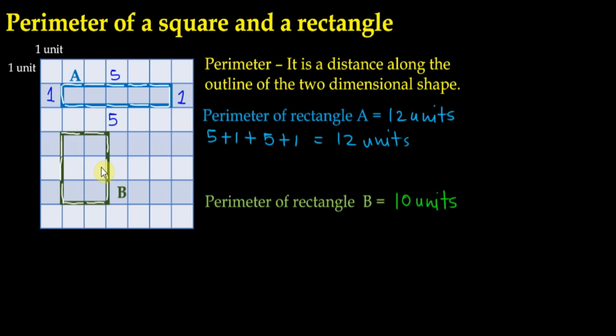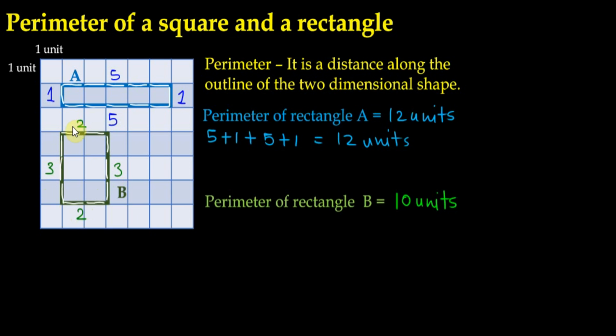But again, the opposite sides of rectangle B are also of same length. So the longest side is of 1, 2, 3 units. So this side is also 3 units because these are opposite to each other, so they are of same length. Similarly, the shortest side is of 1, 2 units. So this side is also 2 units because they are opposite to each other, so they are of same length.